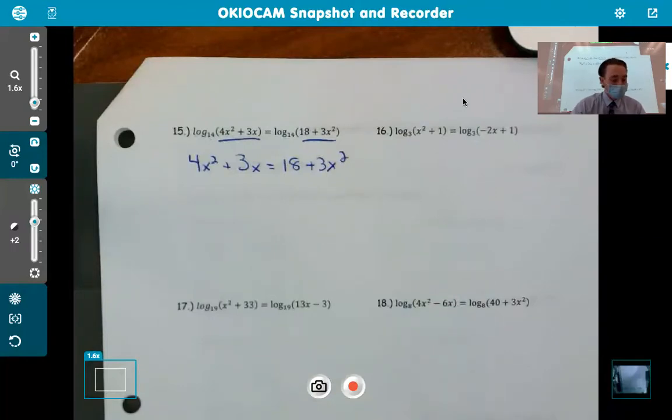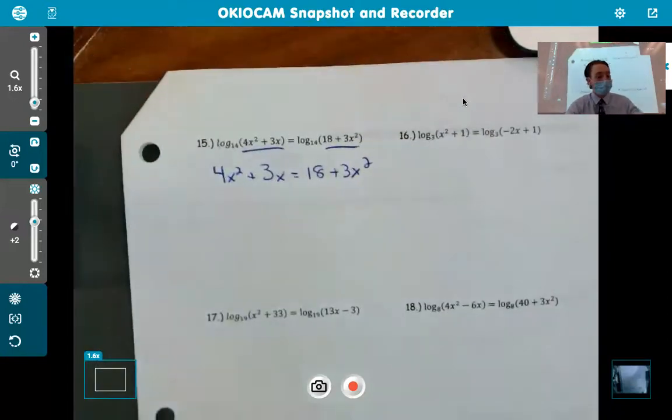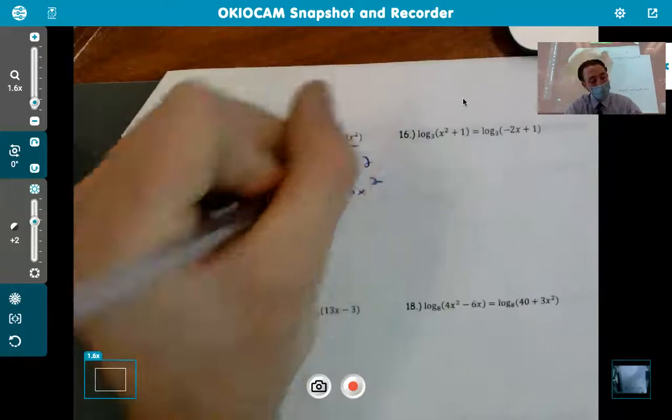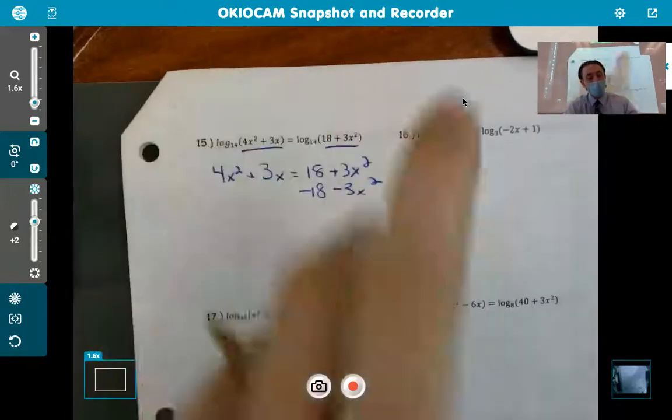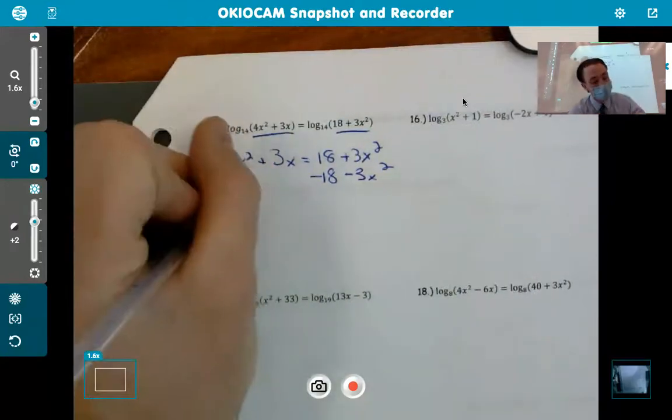But now instead of trying to get all of my variables to one side, constants to the other, right? That's what we do for linear equations. With quadratics, what we want to do is get all of our terms to one side. So in order to do that, what I'm going to do is subtract 3x squared and subtract 18. Just get everything over. And the reason I'm going from that side to the other is because I want to make sure that the number in front of x squared is positive. Otherwise, it's going to be hard for me to factor. And we saw that in some of our examples before.